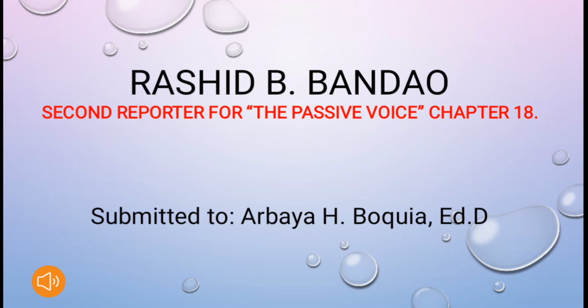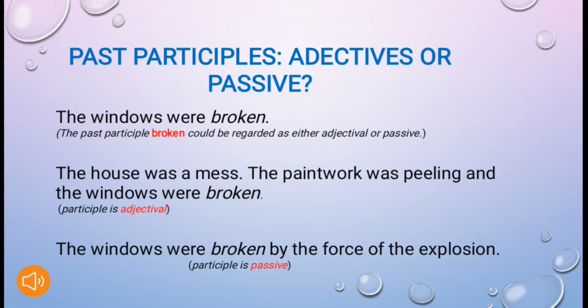So we will start at the past participles, adjectives, or passive. Most of the time, the distinction between a past participle functioning as a passive verb and one serving as an adjective will be obvious. However, the distinction is not always clear cut. When we talk about clear cut, it pertains to the direct stated sentence, or it is automatically understood well.